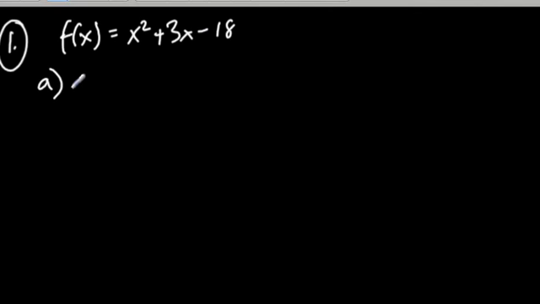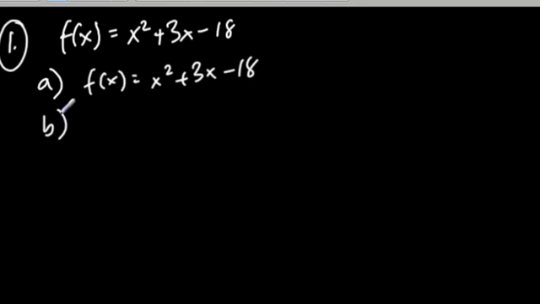It was f of x is equal to x squared, oh sorry, it was plus 3x minus 18. And so part A basically said rearrange in standard form. So it's already in standard form, so f of x is equal to x squared plus 3x minus 18.